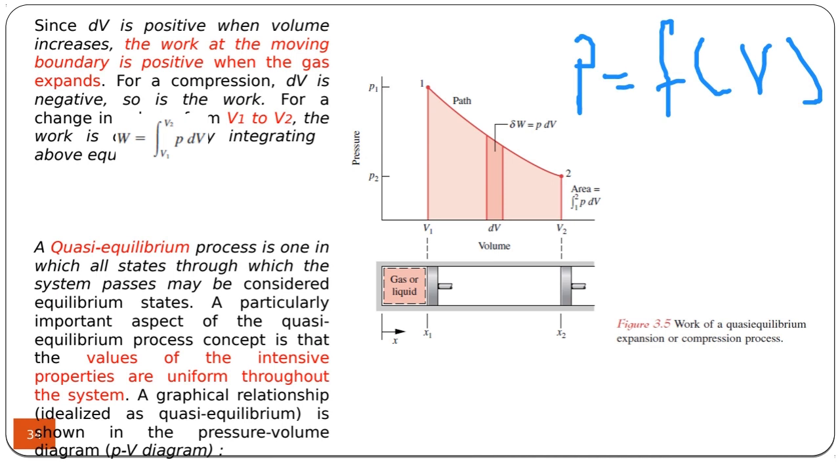And this work is done by the gas on the surroundings, so it's a positive work. So during the expansion, work is positive. If the surroundings compress the gas, if they do work on the gas, then it's a negative work. This is just by convention.